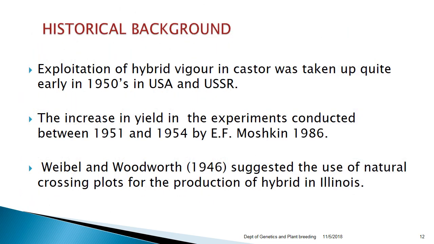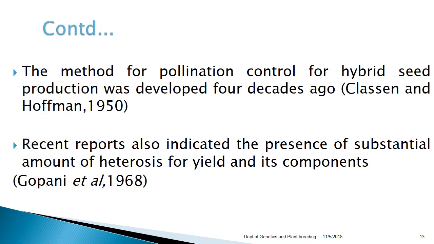Historical background of castor. Exploitation of hybrid vigor in castor was taken up quite early, in the 1950s in USA and USSR. Increase in yield was seen in experiments conducted between 1951 and 54 by Moshkin. Weibel and Woodworth in 1946 suggested the use of natural crossing plots for the production of hybrids in Illinois. The method for pollination control for hybrid seed production was developed 4 decades ago, after the 1950s. Recent reports indicated the presence of a substantial amount of heterosis for yield and its components.